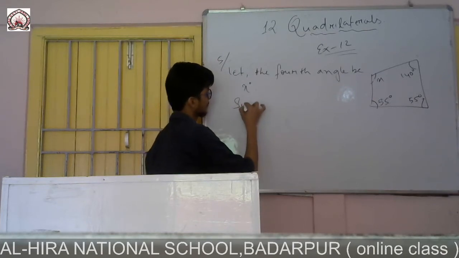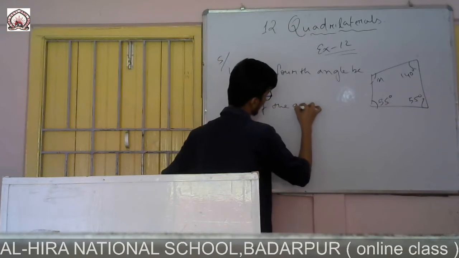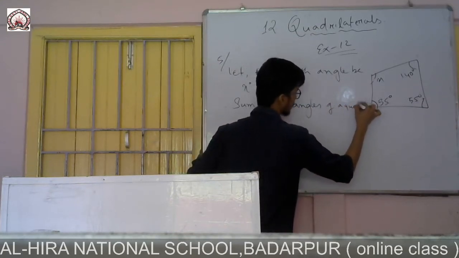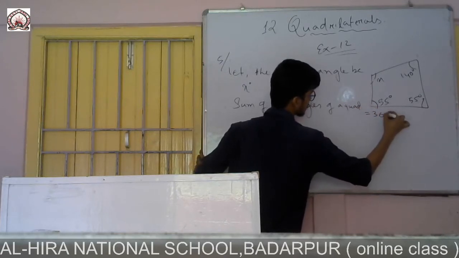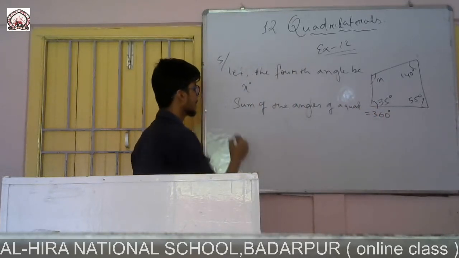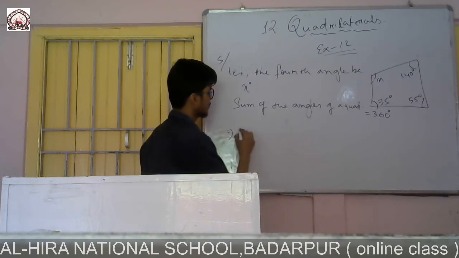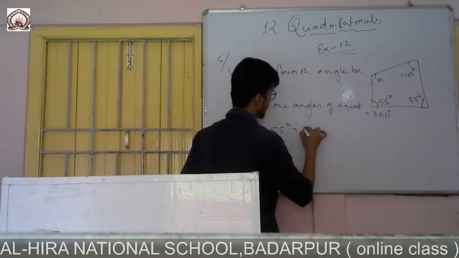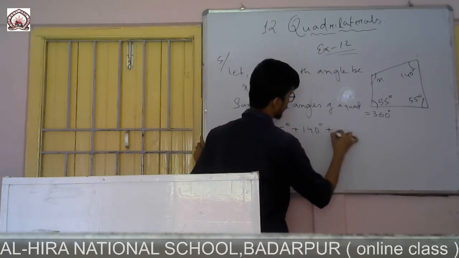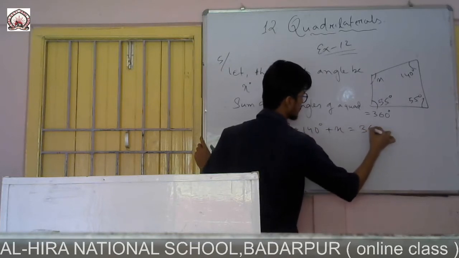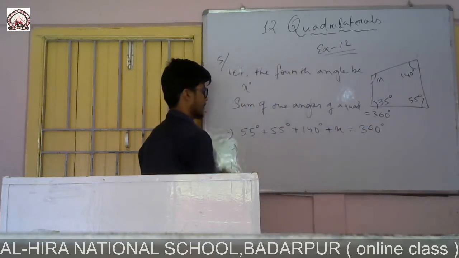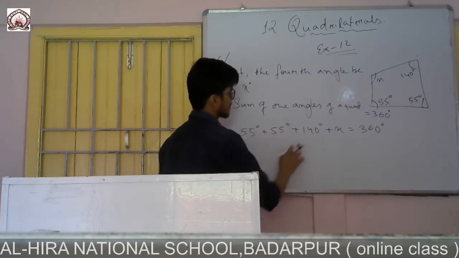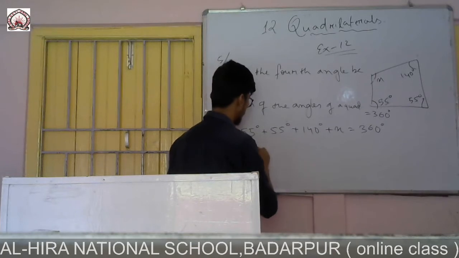Since the sum of the angles of a quadrilateral is 360 degrees. Given two of them are 55, the same, so 55 plus 55. The third one is given as 140 degrees, and the fourth we don't know, so we write x, which equals 360 degrees. So 55 plus 55 is 110. 110 plus 140 is 250 degrees.